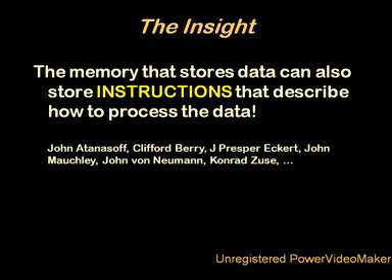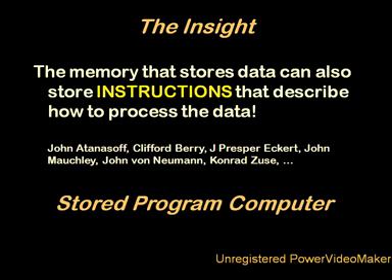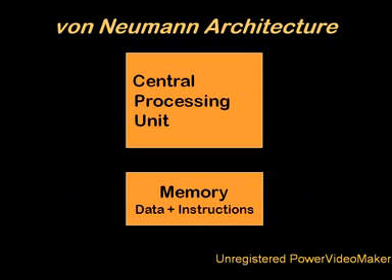Now, this insight was not a flash for one individual, but it evolved over a period of years from a whole bunch of people who worked sometimes apart and sometimes together. Eventually, the idea became known as the stored program computer, and the program is another word for the instructions that are used to process the data. And the most common architecture using this stored program concept has come to be known as the von Neumann architecture, and it represents probably 99% of the computers in use today.